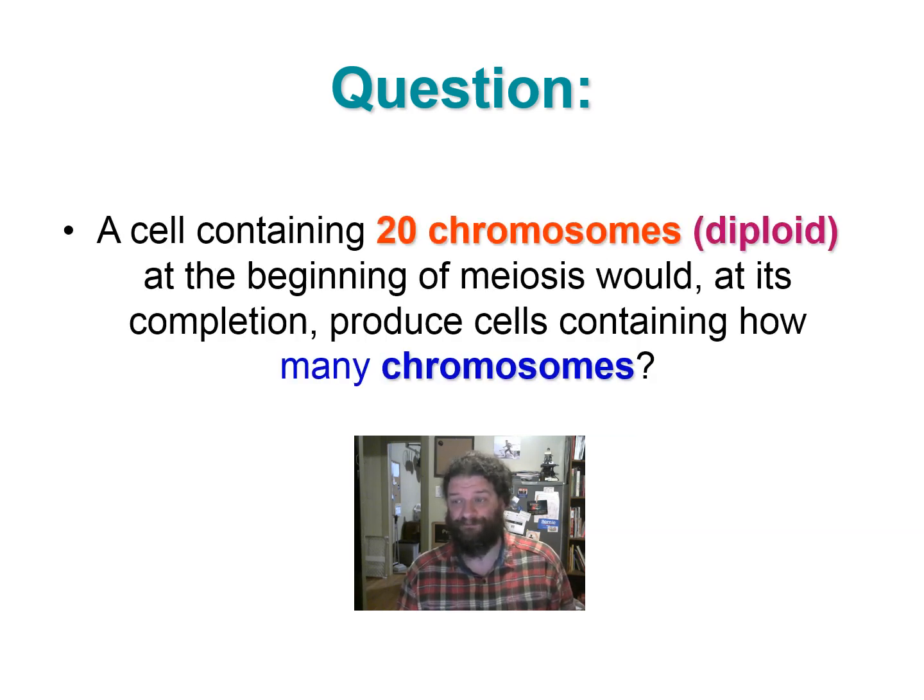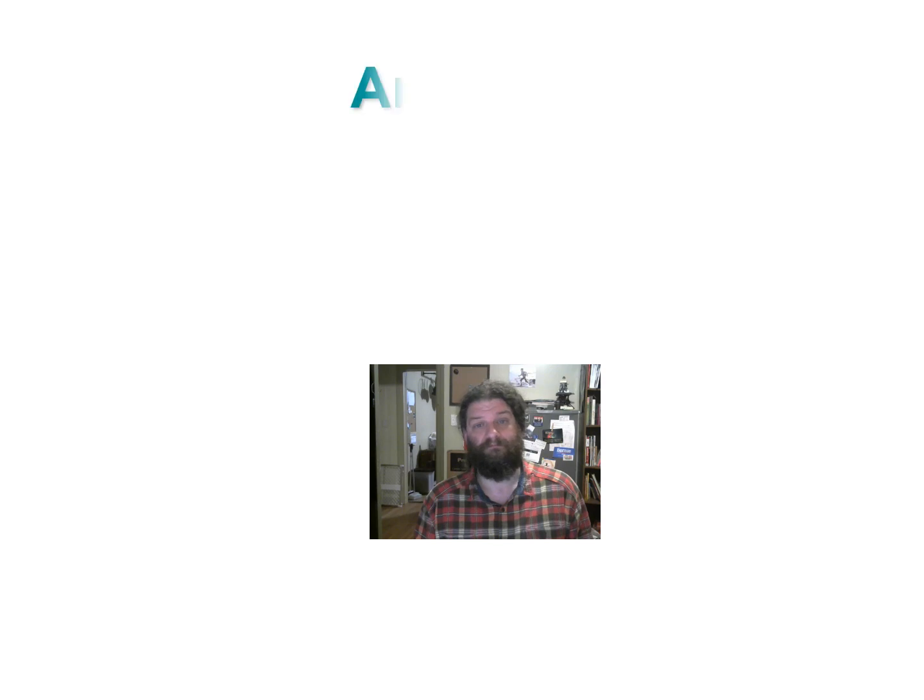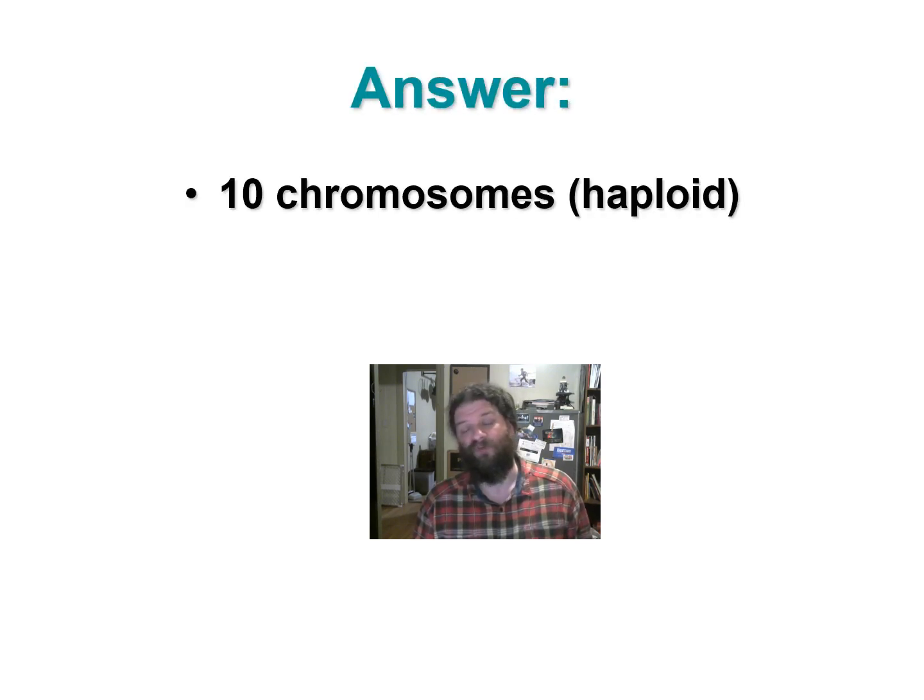So here's a question for you. If I have a diploid cell that typically has 20 chromosomes, at the end of meiosis, how many chromosomes are we going to have? Pause. Of course, we're going to have 10 chromosomes. If we start out diploid with 20, haploid is half-loid, so half of the 20 chromosomes is going to be 10 chromosomes.